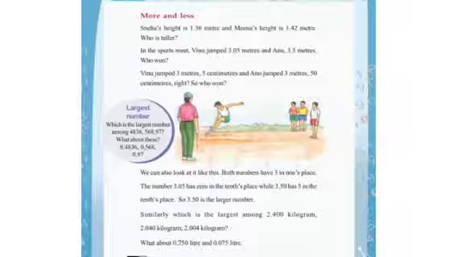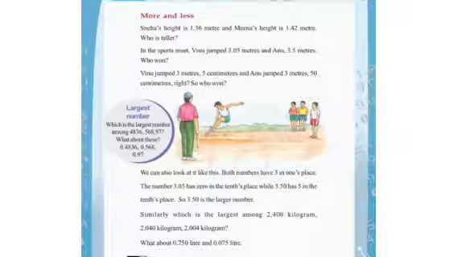And the next one: Vinu jumped 3 meters 5 centimeters and Anu jumped 3 meters 50 centimeters, right? So who won? Here 3 meters 5 centimeters is 3.05 and 3.50, which is the larger one? 3.50 is the larger one, that is 50 centimeters and 5 centimeters. 50 is larger, so 3.50 meters is the largest value.